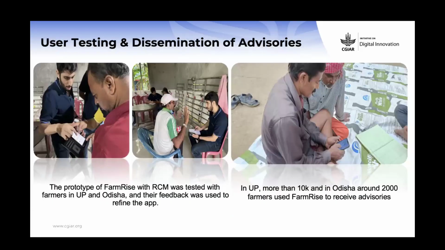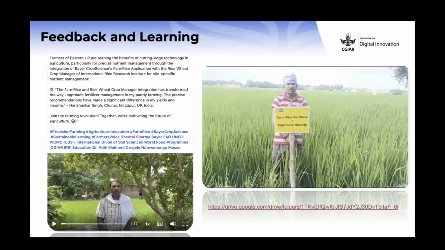interoperable model. These are some of the glimpses of the user testing which was done with Bayer, and how the advisories were disseminated to the farmers. The user testing was done with the prototype, and then the feedback from the prototype was incorporated into this model. And then we scaled the final version to the farmers. In UP, it's only a year-old interoperable model, and we have been able to reach around 10K farmers through the FarmRise app. And in Odisha, we are at around 2,000 farmers.